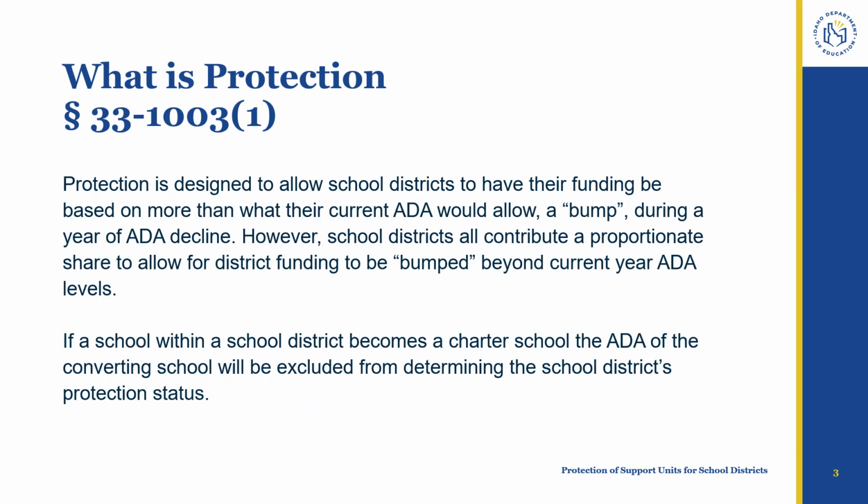Protection is designed to allow school districts to have their funding be based on more than what their current ADA would allow, a sort of ADA bump during a year of ADA decline. However, school districts all contribute a proportionate share to allow for district funding to be bumped beyond current year ADA levels. In other words, statewide funding does not increase because of protection. Instead, school districts collectively help each other by giving up a portion of their support units to allow for the bump in support units to protected districts.